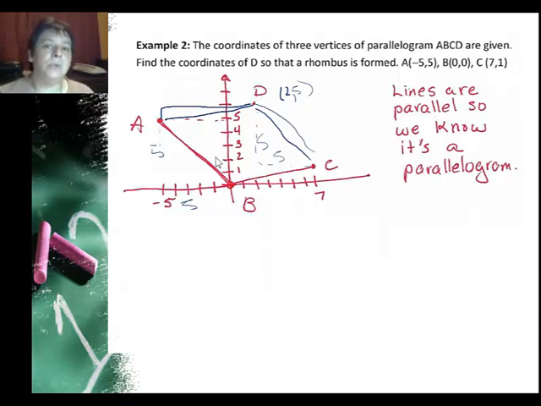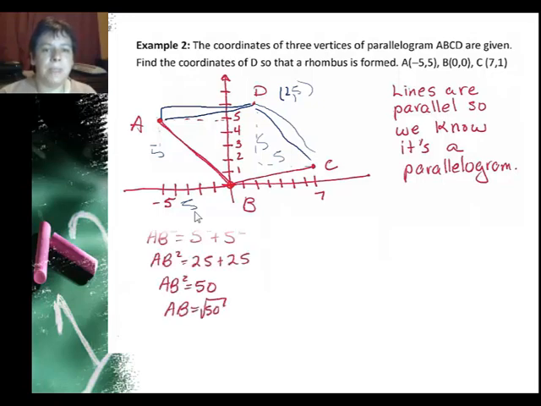Now can we say it's a rhombus? Well, I only have to show that two consecutive sides are congruent. So I'm going to do side AB and side BC. Not opposite sides. I need to show consecutive sides. So I use the Pythagorean theorem to find the length of AB, and I find out 5 squared plus 5 squared, 25 plus 25, 50. Since I want to find AB, that's going to be the square root of 50.